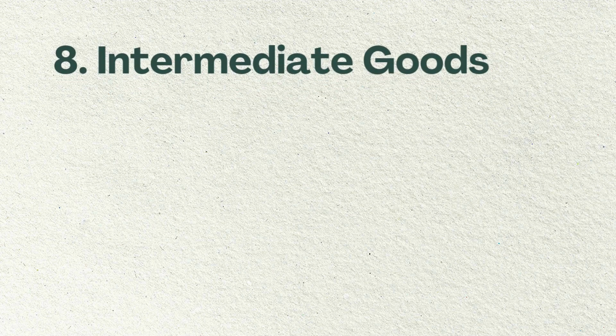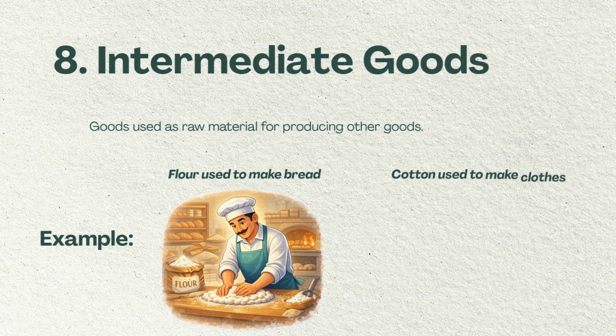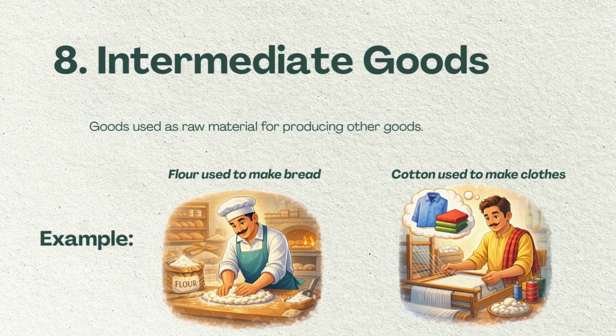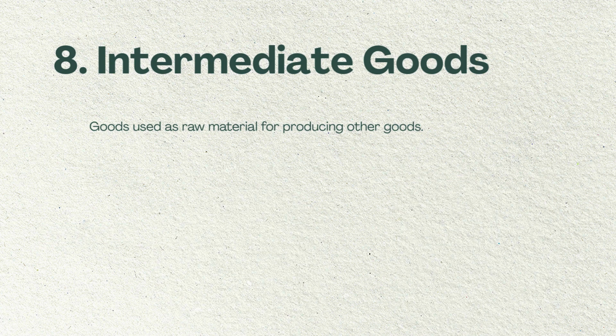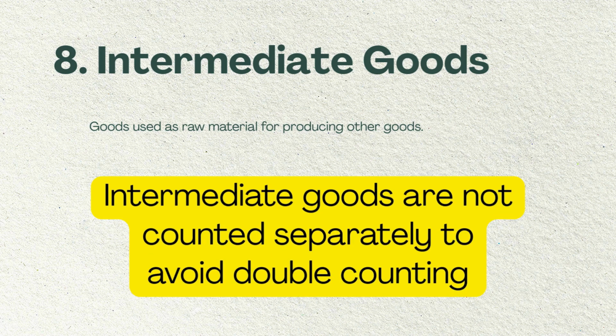Eighth, meaning of intermediate goods. It refers to goods used as raw materials for producing other goods. For example, flour used to make bread, and cotton used to make clothes. Remember, intermediate goods are not counted separately to avoid double counting.